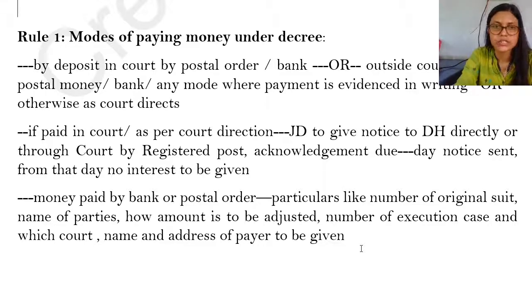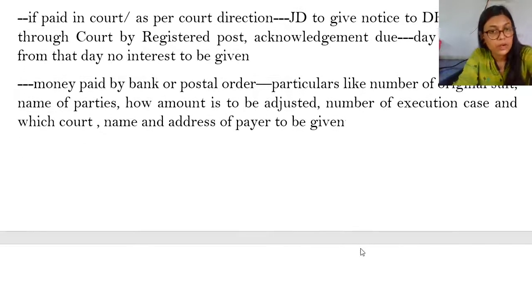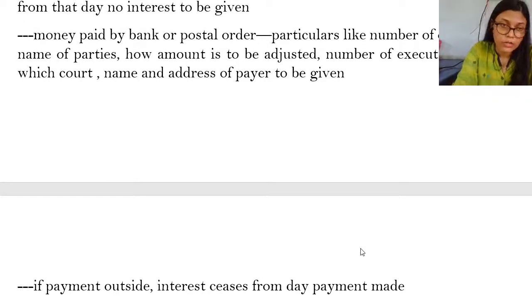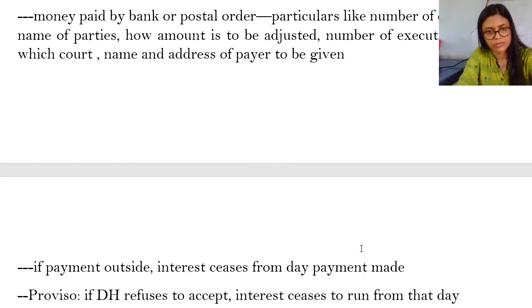And from the day you send the notice, you do not have to pay interest on the same. If it is paid by bank or postal order, all particulars, such as the original suit number, names of parties, number of execution, which court, who is paying and his address, have to be given. If you're paying outside the court, from the day you make the payment, you would not have to give any interest. Now, if the decree holder is refusing to accept whatever payment you're trying to make, then the interest will also cease from that day.